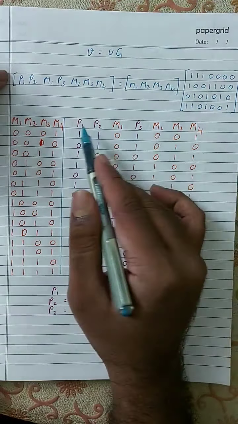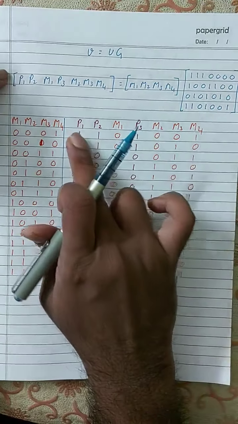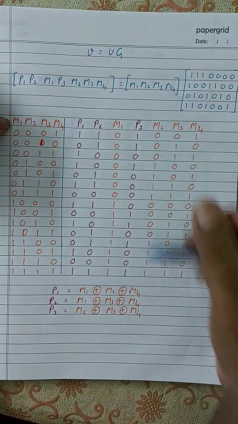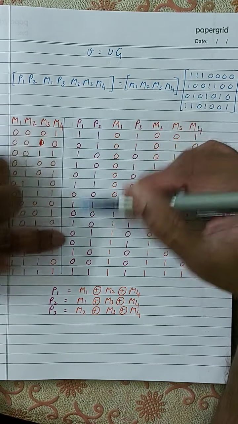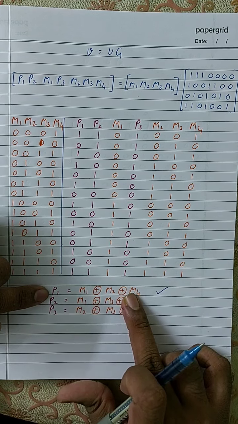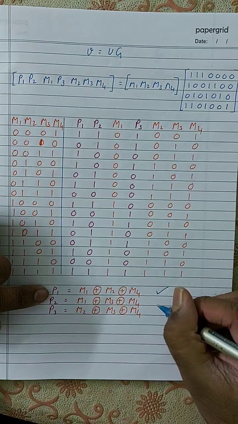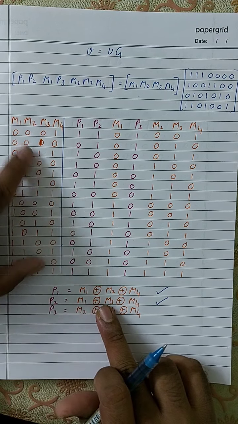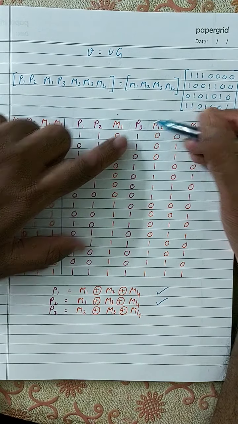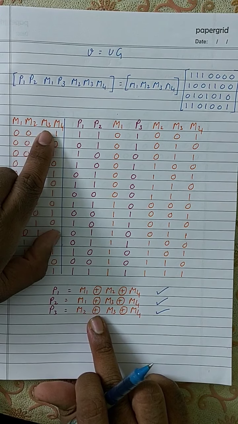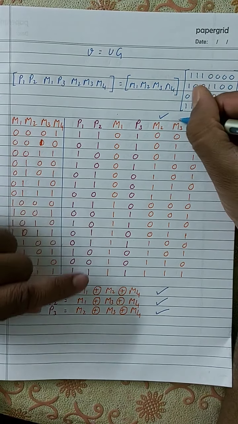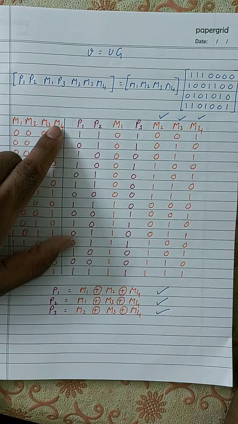This is the output code word P1, P2, M1, P3, M2, M3, M4. This is my input message U, that is M1, M2, M3, M4. How did I get the values of P1? By using the equation P1 is equal to M1 XOR M2 XOR M4. And P2? P2 is equal to M1 XOR M3 XOR M4, and M1 is the same as the M1 over here. P3 is M2 XOR M3 XOR M4. That's how I constructed the value of P3. M2, M3 and M4 are exactly the same as these M2, M3 and M4.